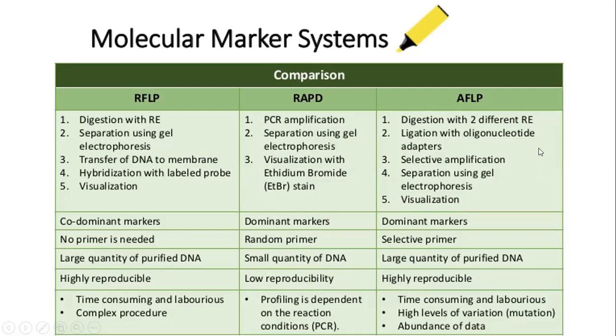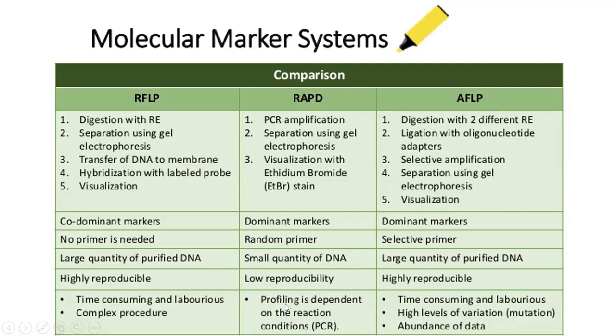So each step involves a starting material, that is purified DNA. A restriction digestion usually requires DNA in micrograms, and then PCR requires it in nanograms. So you need a large quantity of purified, high-quality DNA to start this technique. And the results are highly reproducible here because you have control over the sequence.